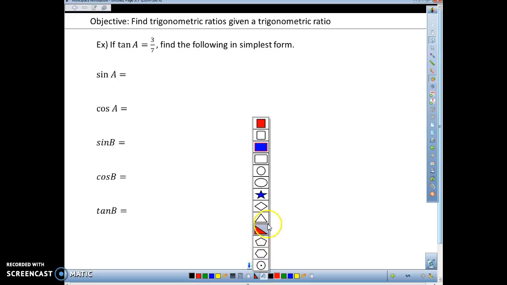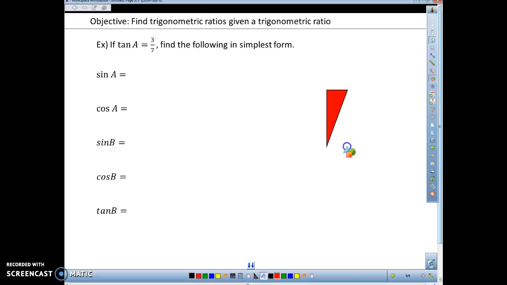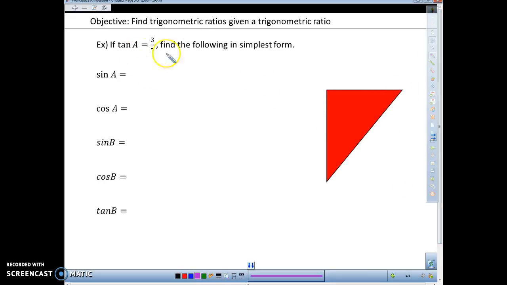So I'm going to go ahead and draw my triangle. I'll make it a different look this time. So tangent of A is 3/7. Again, our acute angles are A and B, so I'll just label this as A, I'll label this as B, and this will be C, a right angle. A tangent of A. So here's A. Tangent is opposite, TOA, opposite over adjacent. So therefore, 3 goes here, and 7 goes here.